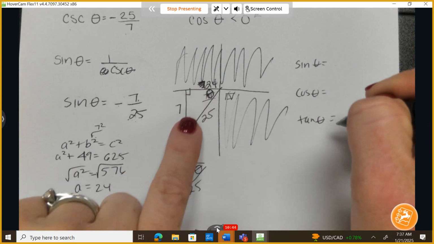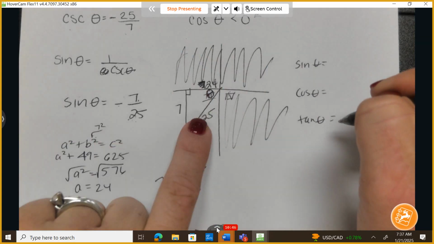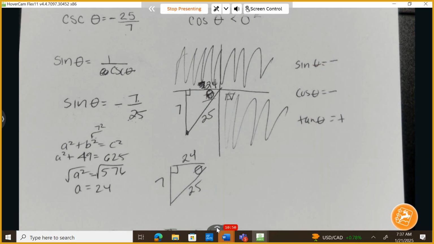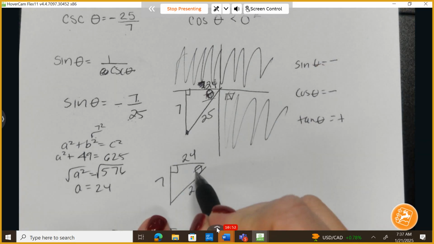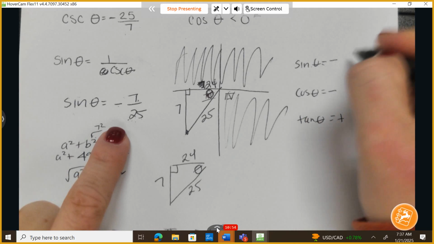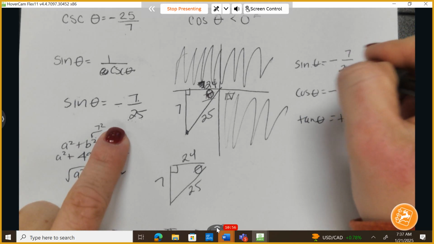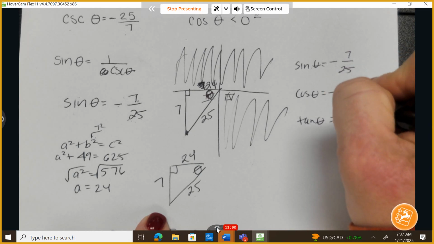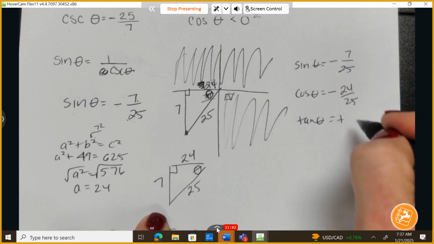In quadrant number 4, all-star trig, T stands for tangent. Only the tangent is positive. Everything else is negative. So in this angle, sine is going to be negative 7 over 25. Cosine is 24 over 25. And tangent is opposite over adjacent.